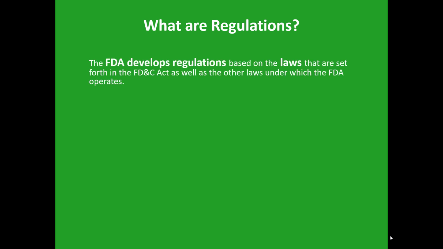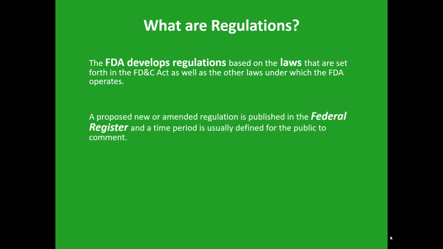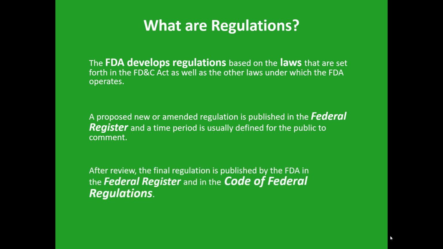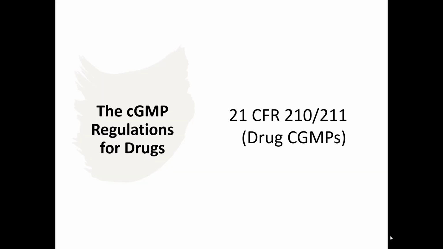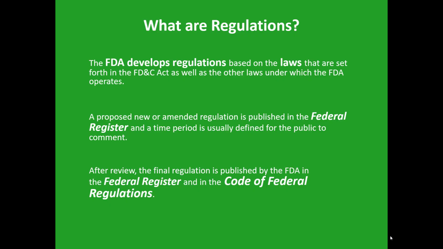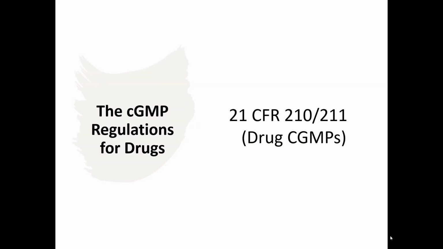But first of all, what are regulations? Well, they are based on the laws. So the regulations for cGMP are based on the Federal Food, Drug and Cosmetic Act, and they are published when they are approved in a document called the Federal Register and in the Code of Federal Regulations, which is abbreviated to the CFR. And the regulations that relate to the cGMP of drugs are 21 CFR 210 and 211, the 21 Code of Federal Regulations 210 and 211.